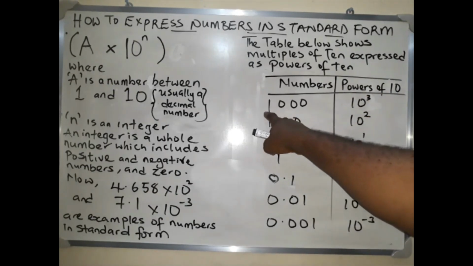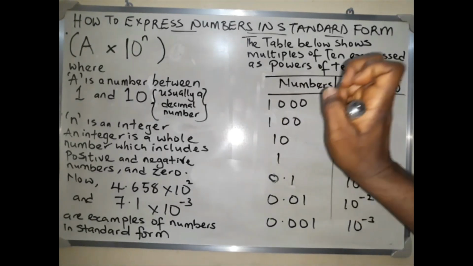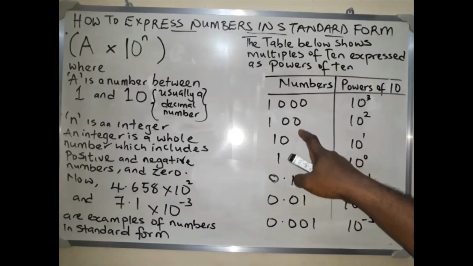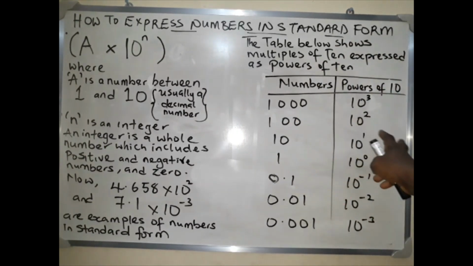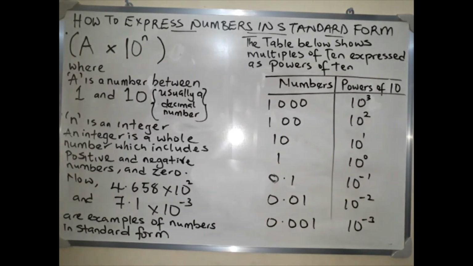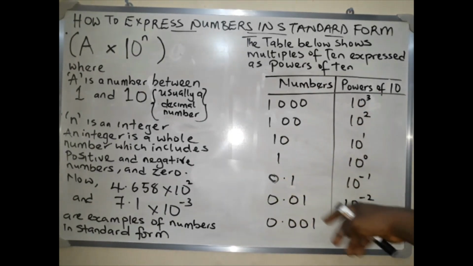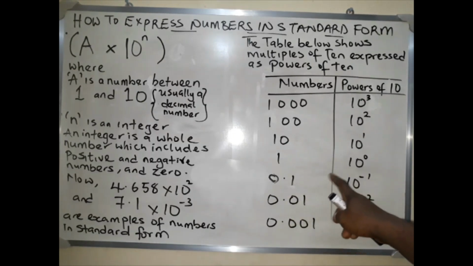Now for this first one, which is 1,000, we can express it as a power of 10 by 10 raised to power 3. When we raise 10 to power 3, it gives us 1,000. Then for 100, when we express 100 as a power of 10, it gives you 10 raised to power 2. And this is 10. When you express 10 as a power of 10, it gives you 10 raised to power 1. Now, we have other ones like 1, which expressed as a power of 10 gives you 10 to the power 0. 0.1 expressed as a power of 10 gives you 10 raised to the power minus 1, and so on and so forth.